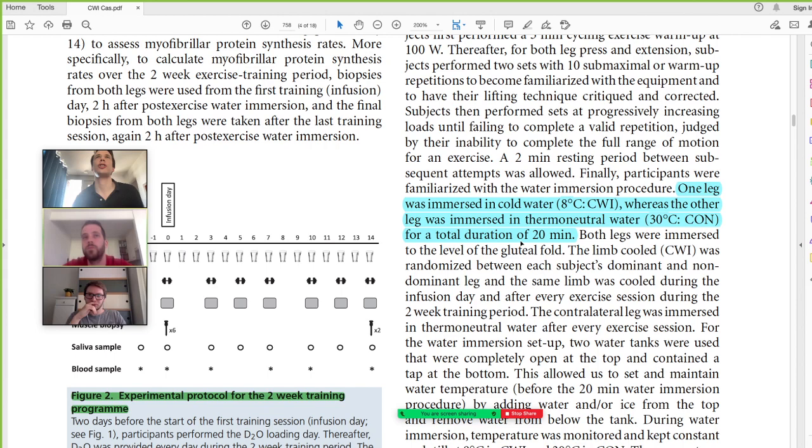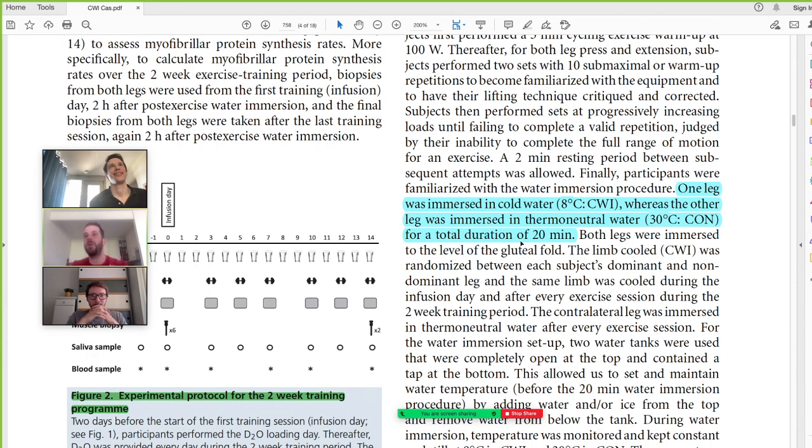Okay, and why not simply have one group do cold water immersion with both legs, and the other group with thermoneutral water? So first of all, you need many more participants, which makes the study also much more expensive. And this study was already extremely expensive. For those people who don't know, these studies are really, really expensive. You can basically buy a house for it. So yeah, it's easier, but also, of course, the within-subject design.